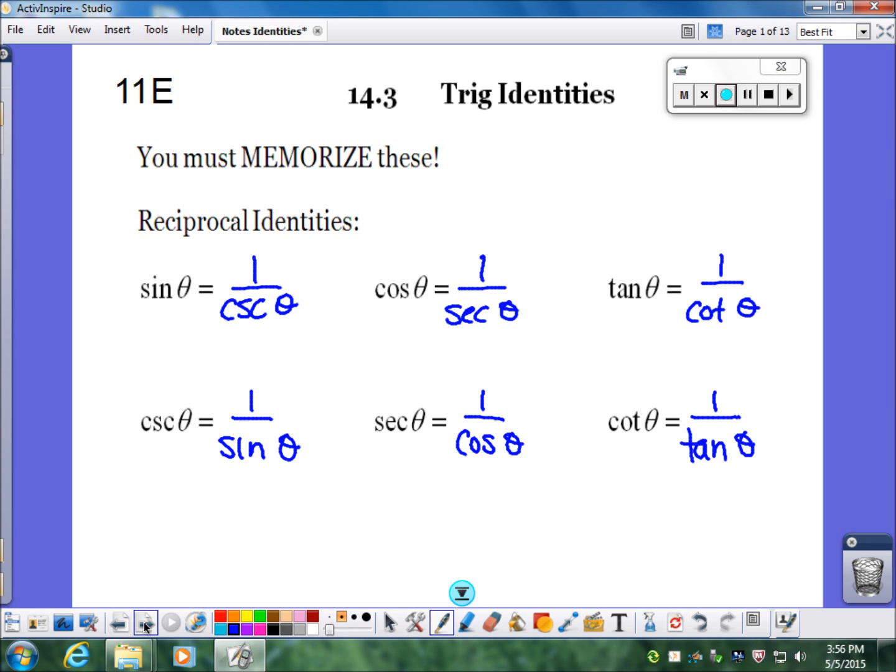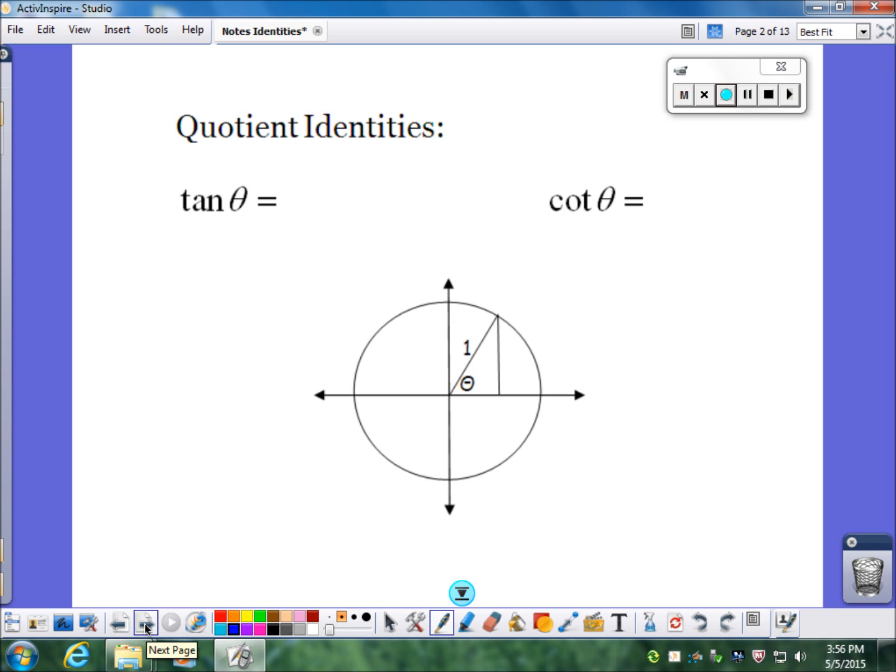All right. Next, we're going to look at what we call the quotient identities. So remember in our unit circle, this distance is our x, this distance is our y. So x is cosine of theta, y is sine of theta. So tangent, we know the definition of tangent is y over x. So that means it's equivalent to sine theta over cosine theta.